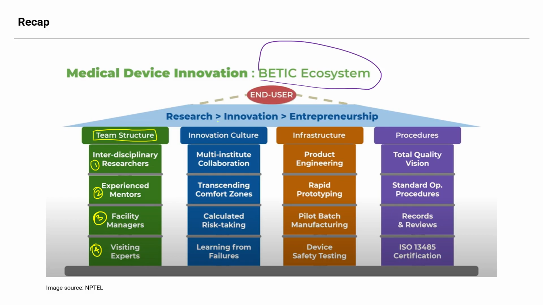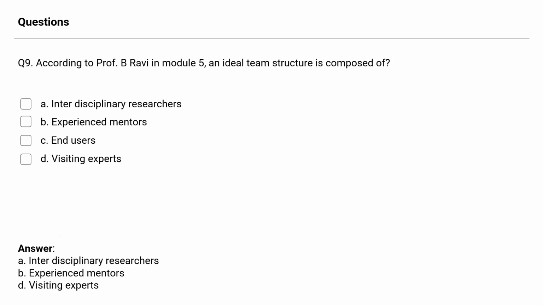Now, the question can also be formed. For example, a question can be formed on the innovation culture, infrastructure, as well as procedures. So, I would suggest that please understand the boutique ecosystem and all these column heads, what all it includes, so that if a question comes up from this particular composition, you are also well ready for it. All right. So, let's mark out the correct answers. It's A, which is interdisciplinary researchers.